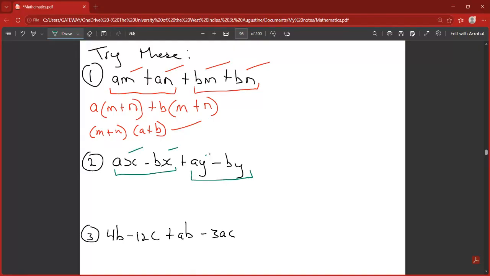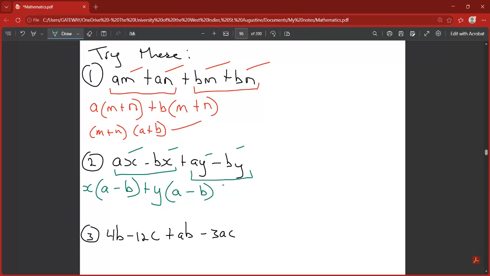Now, number 2, again, you have four terms, so you're grouping them like how I do in here. 1, 2, 3, 4, so you group them. Between ax and negative bx, the x is common, open bracket. Ax divided by x is a, for your minus sign, bx divided by x, the x cancels off, you remain with the b. For your plus sign, what is common between ay and negative by? Well, the y is common, open bracket. Ay divided by y, the y cancels off, you remain with a. The minus sign, by divided by y, the y cancels off, you remain with b. And you can say a minus b.